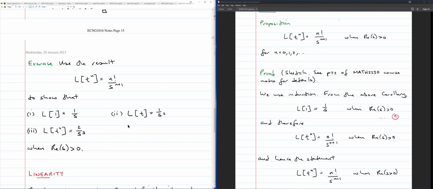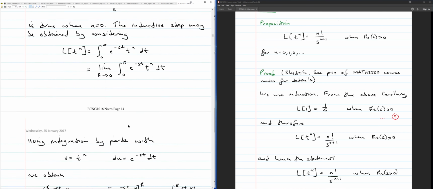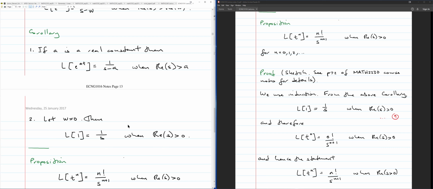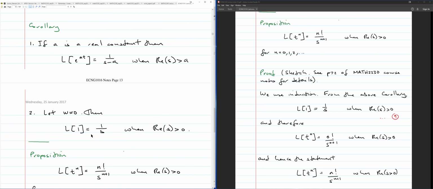Okay, so we saw before, using this result for Laplace of the exponential, if we use w equal to 0, we're going to get Laplace of 1 is equal to 1 on s. So we know this already.